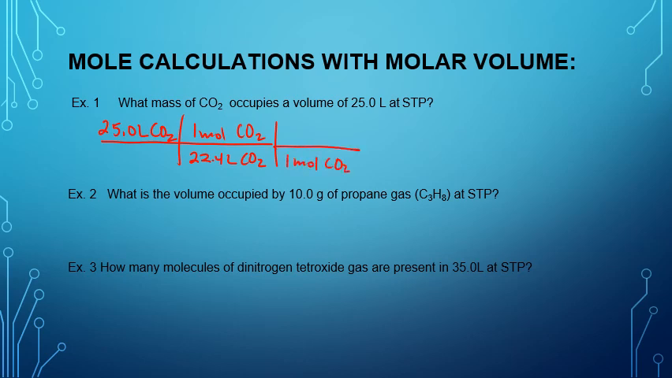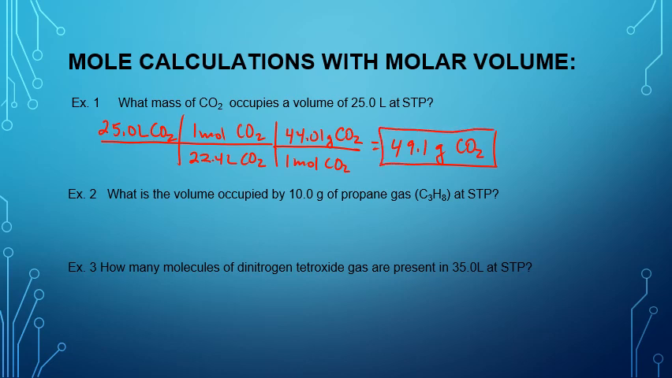So for the mass, I need to determine carbon dioxide's molar mass. I have 12.01 for carbon plus 2 times 16 for oxygen. So I'd have a total of 44.01 grams of CO2. When I multiply and divide, that will give me a total of 49.1 grams of CO2 with 3 significant figures.